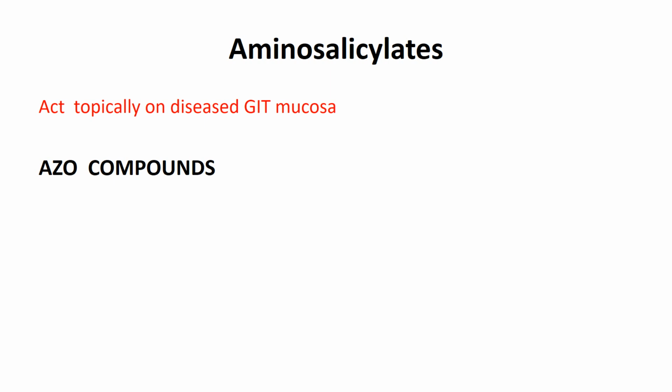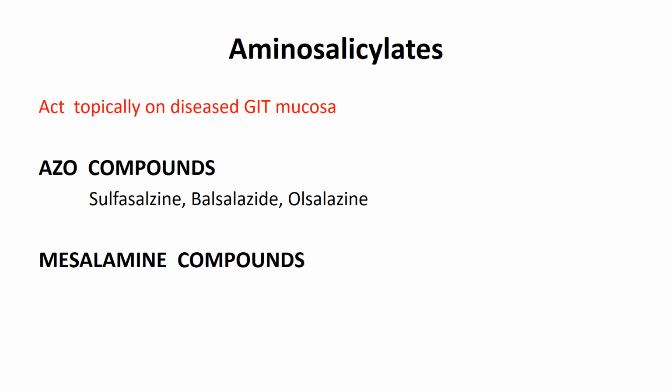azo compounds. Azo means nitrogen double bond nitrogen. It is the azo compound. In that, sulfasalazine, balsalazide and olsalazine. Another group is mesalamine compounds. They are Pentasa, Asacol, Rowasa and Canasa.